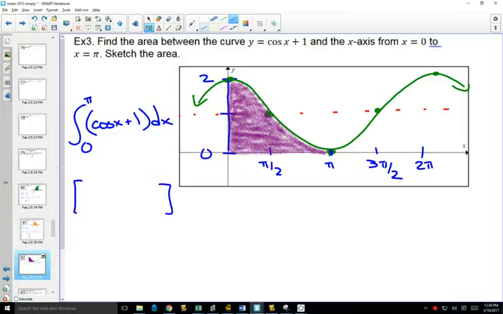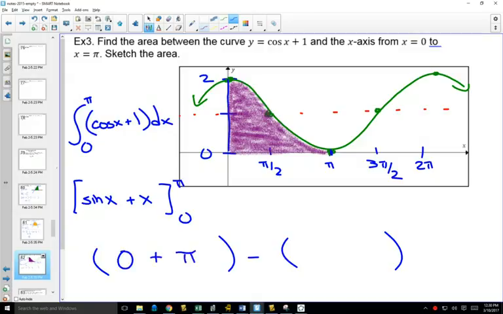The integral of cos is sine. The integral of 1 is x. So we'll have something minus something. You plug in pi. Sine of pi is 0 plus pi, minus, plug in 0, sine of 0 is 0 plus 0. And it's just equal to pi. Very cool.